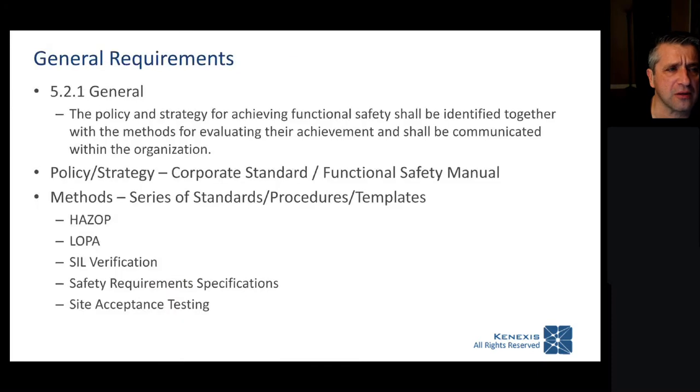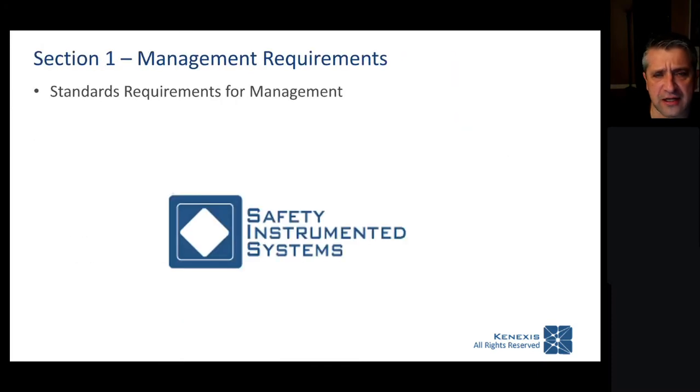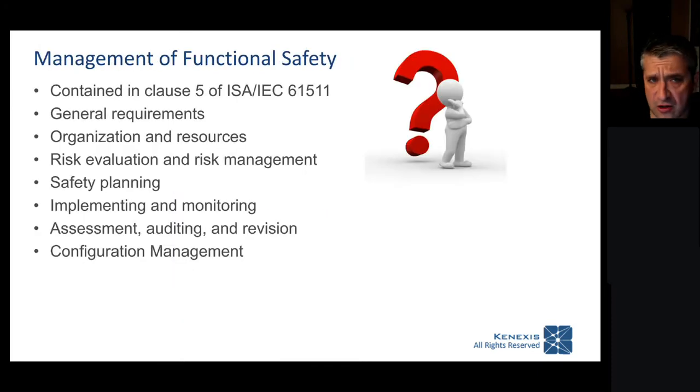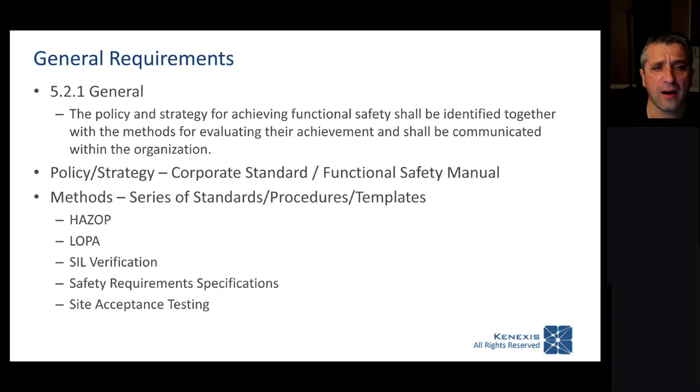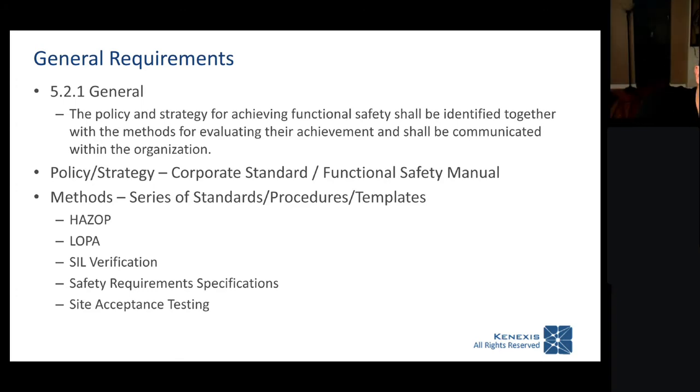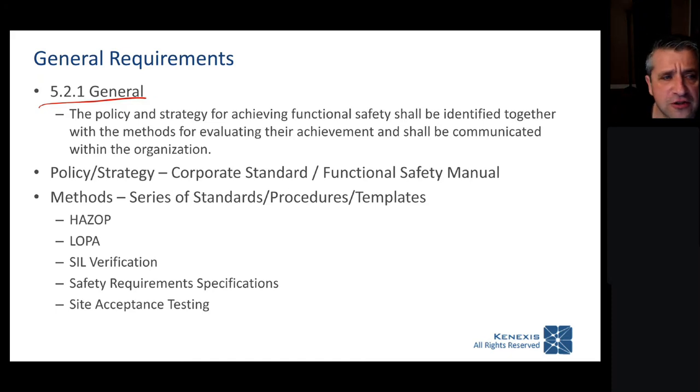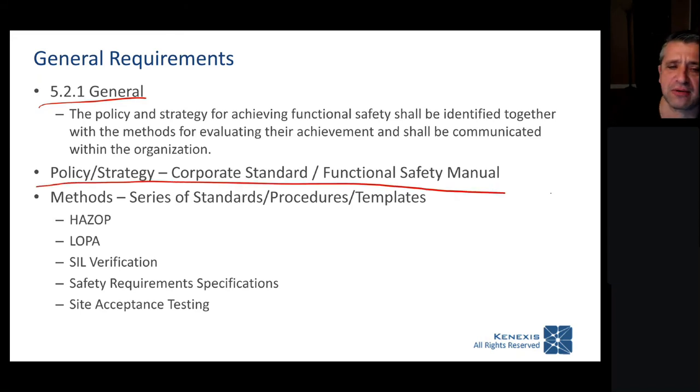Let me go back a little bit in terms of just management of functional safety, which was clause 1. Again, when we're developing this document, clause 5.2.1 says we need to have a policy and a strategy for achieving functional safety, identified together with the methods for evaluating their achievement. This policy and strategy is generally going to be a corporate standard or a functional safety manual, functional safety standard.